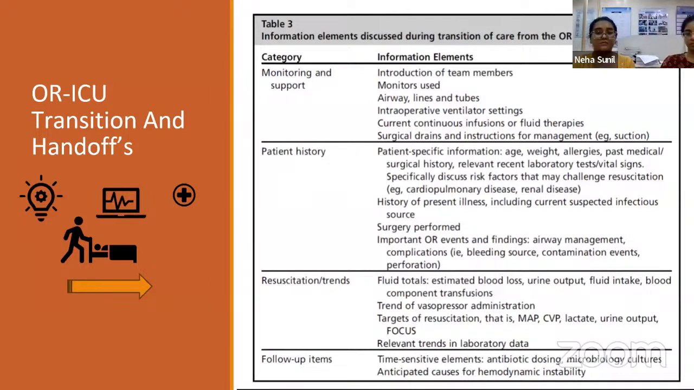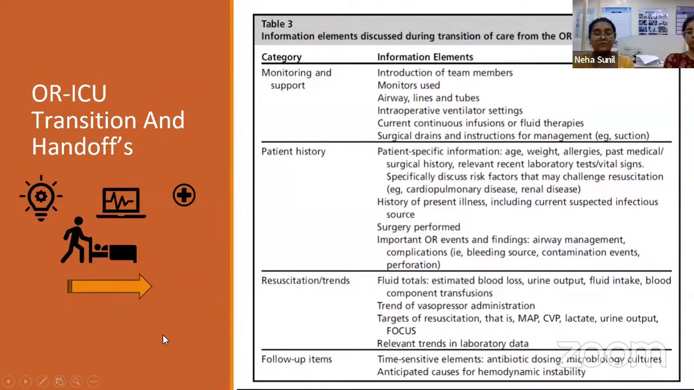The patient history, all the medical history, the specific risk factors that may challenge resuscitation, the history of present illness, including current suspected infectious source, surgery performed, important OR events and findings such as airway complication, bleeding, contamination, perforations, all this has to be discussed.